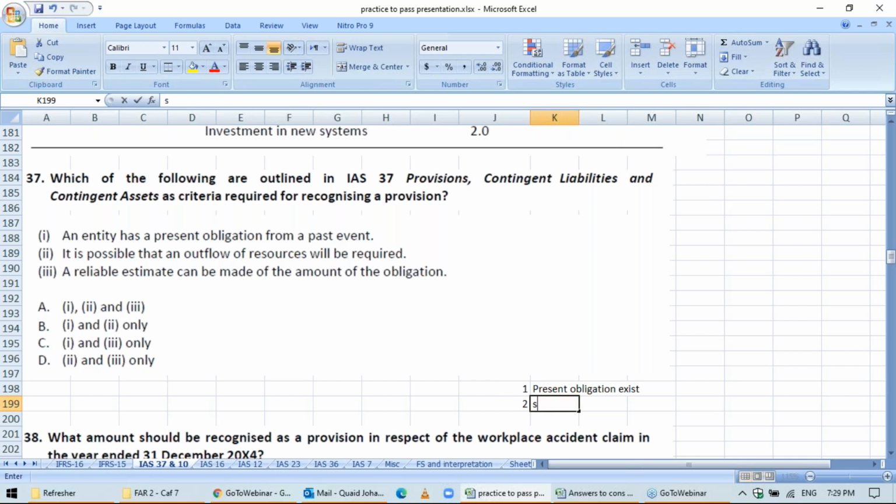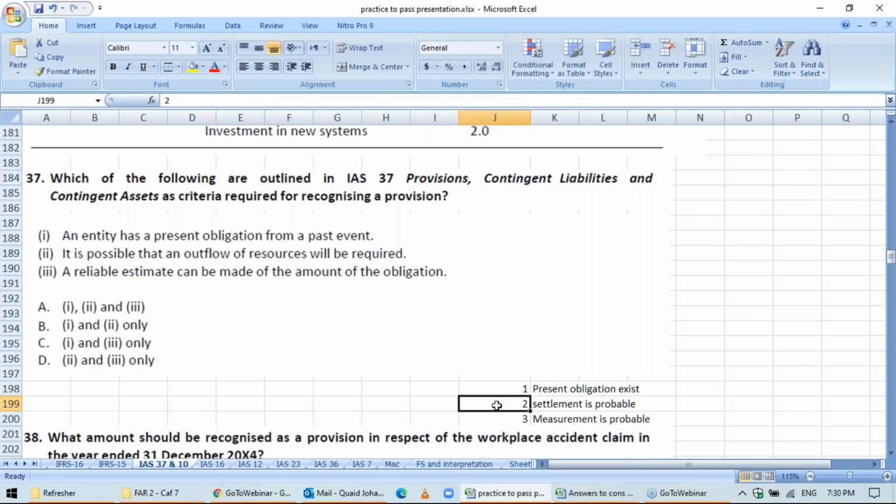Second, settlement is probable. Settlement is probable means that the payment will take place, more than 50% chance. And third, measurement is reliable. You can calculate the amount, no need to guess. If you have to make guesswork, you cannot record the liability. These are the three items.